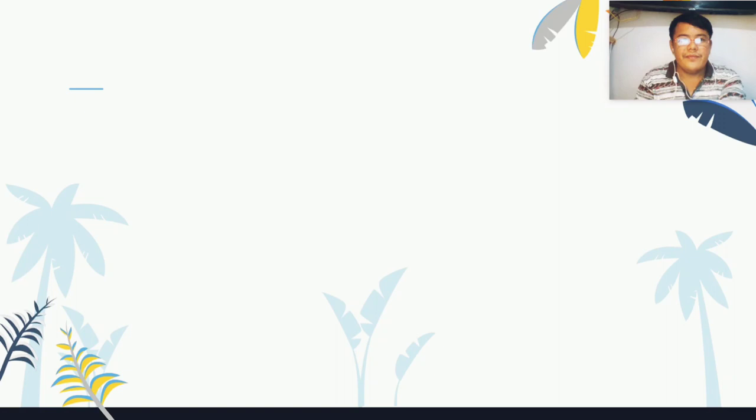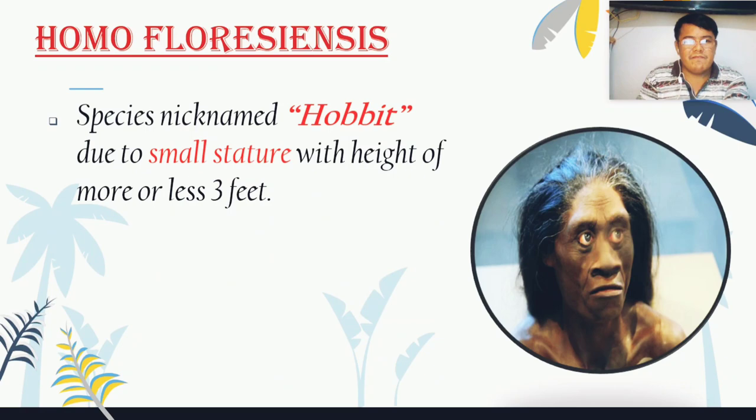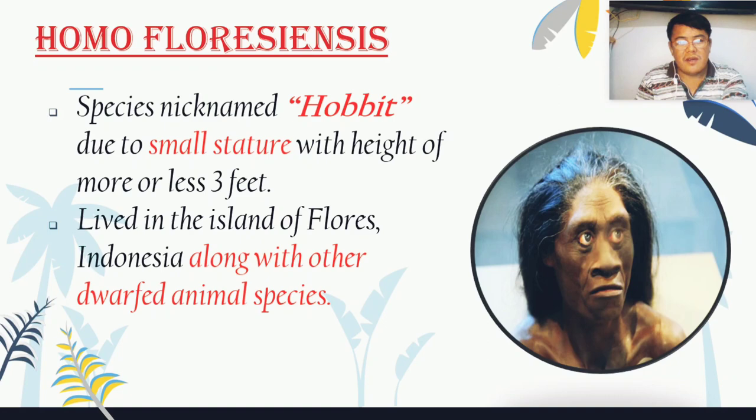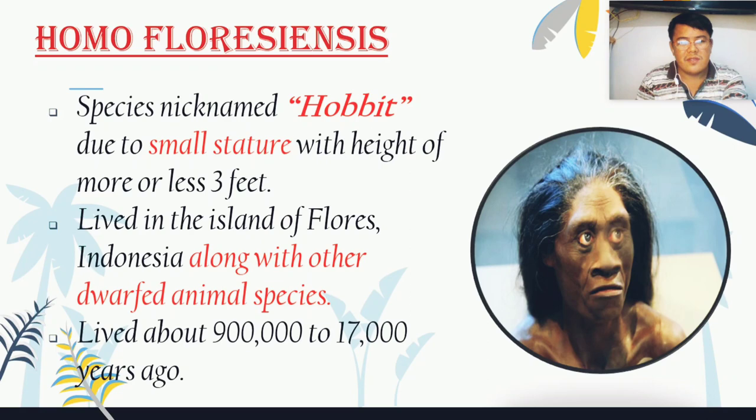Homo floresiensis. Species nicknamed Hobbit due to small stature with height of more or less 3 feet. Lived in the island of Flores, Indonesia, along with other dwarfed animal species. Lived about 900,000 to 17,000 years ago.